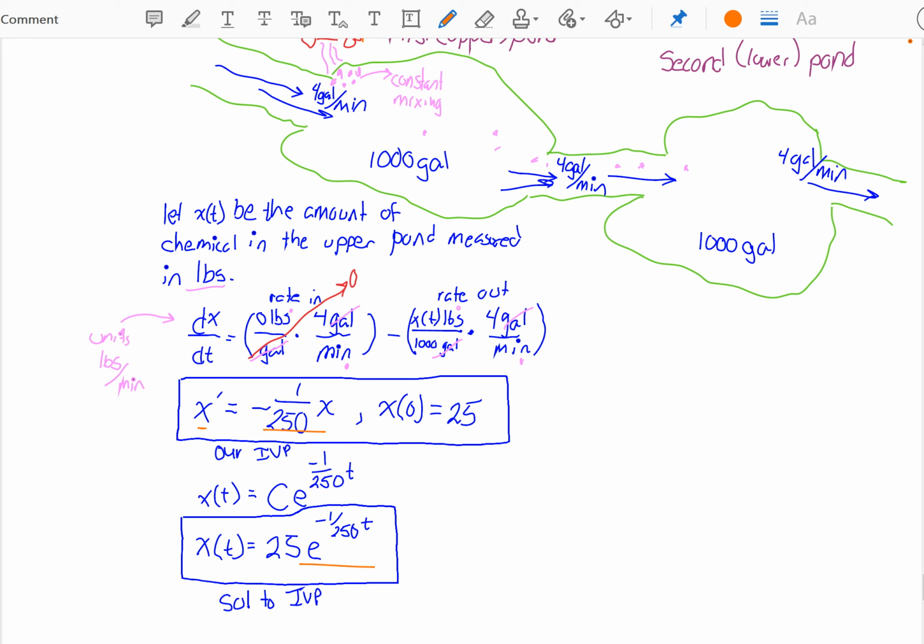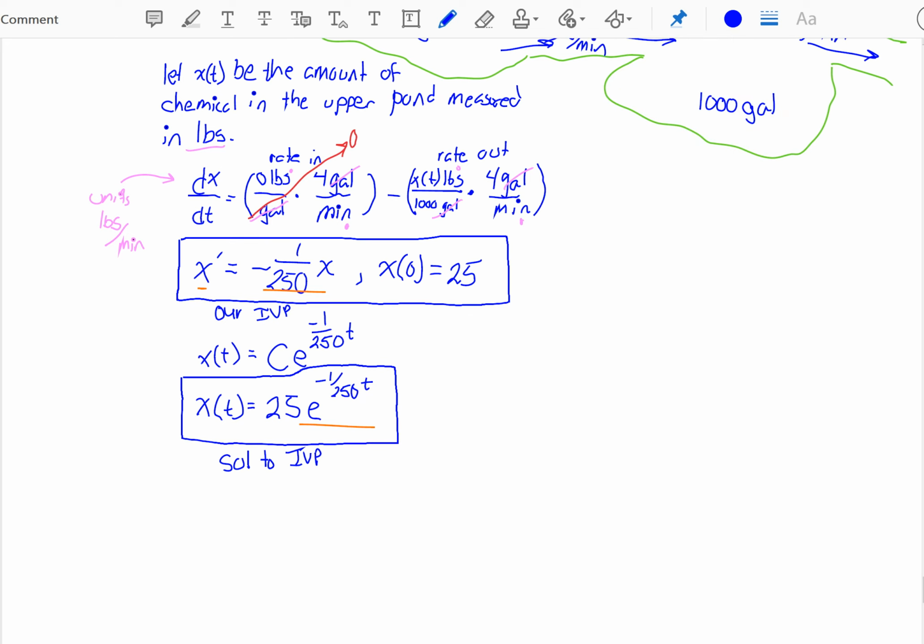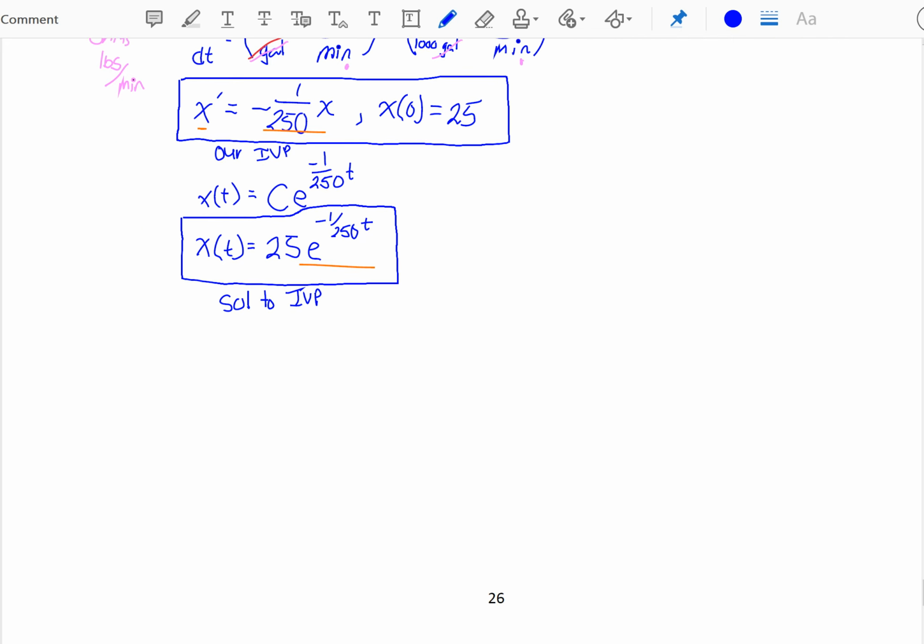We are being asked to find when is it safe for the fish. So let's think about the fish now. We are told that it's unsafe at 0.01 pounds per gallon. But we made our model in terms of pounds. How many pounds is in there? So remember now, if we want to figure out the concentration in terms of pounds, let's multiply by 1,000 gallons.